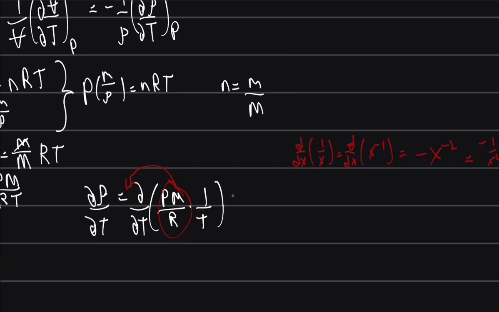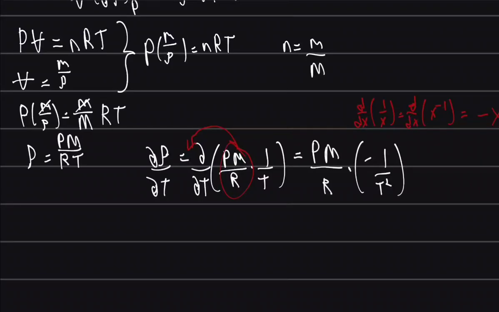So that means that the derivative of density with respect to temperature, these are constant, times negative 1 over temperature squared. So now we have this, and we can clean this up a little bit. Pm over R T squared, and it's a negative.